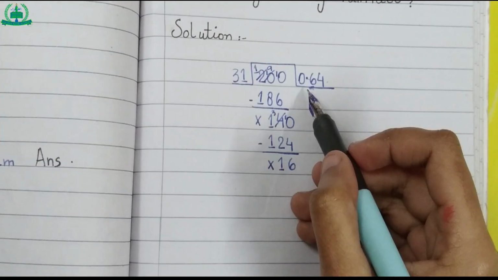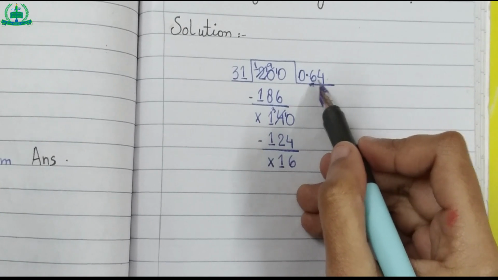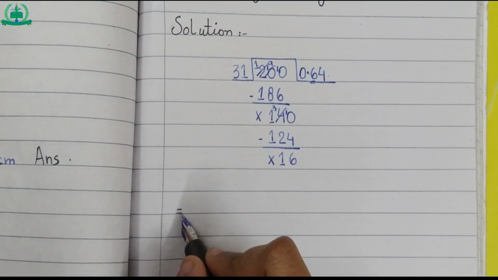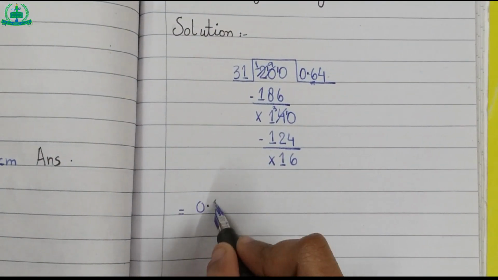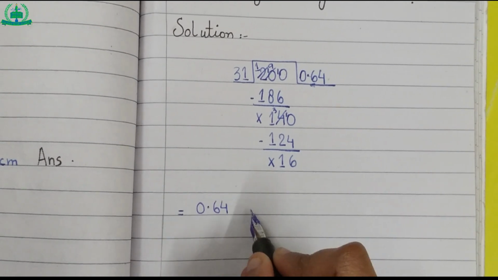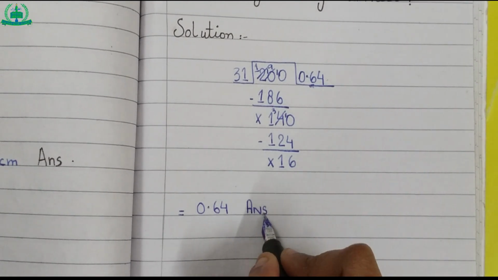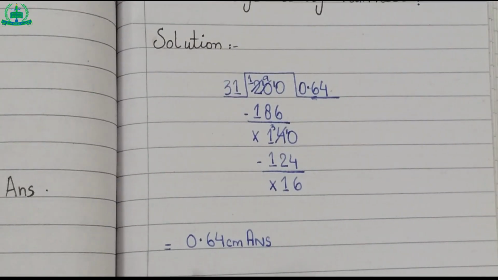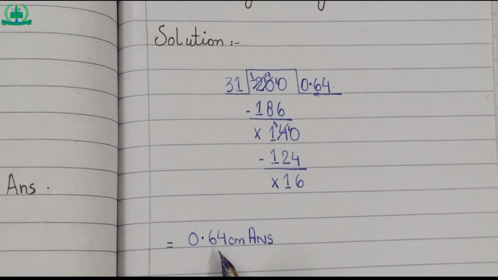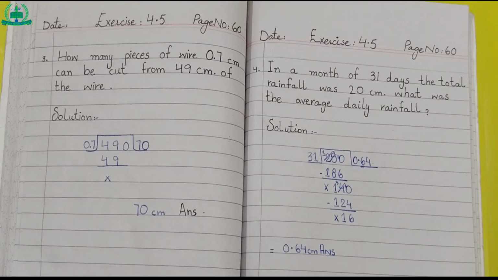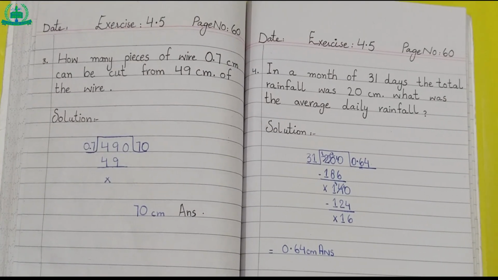So the answer is 0.64 is equal to 0.64. This is the answer of question number 4. On average, daily rainfall was 0.64 cm. I have explained you question number 4. Now you will do question number 3.